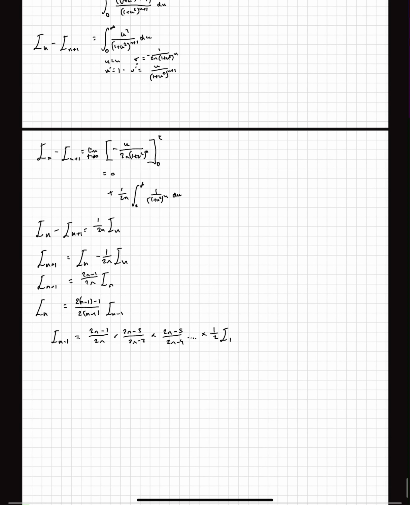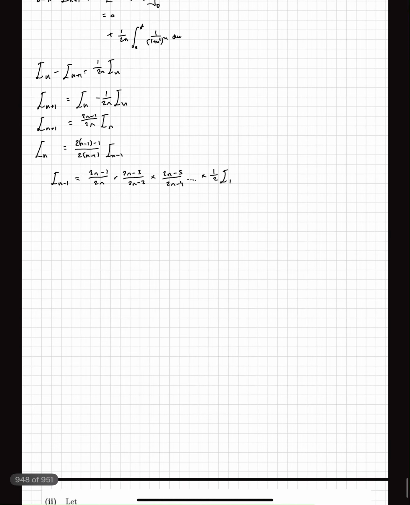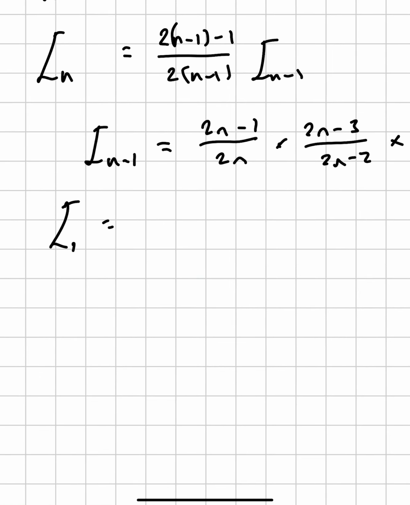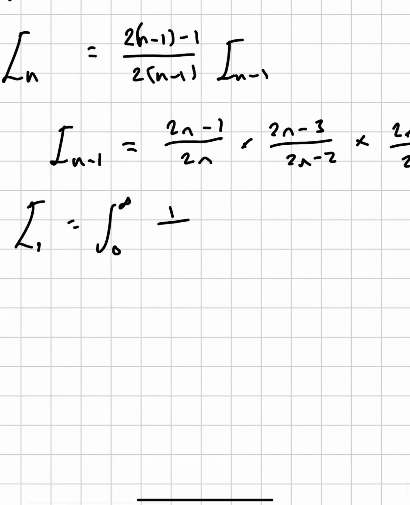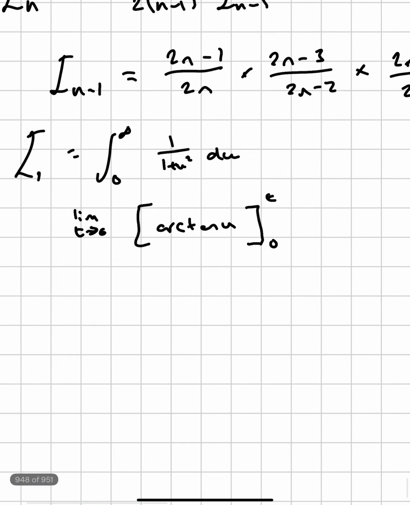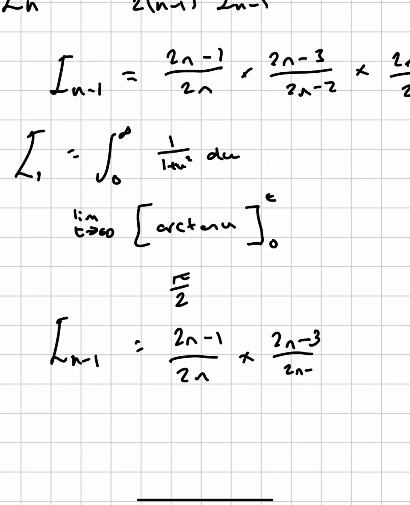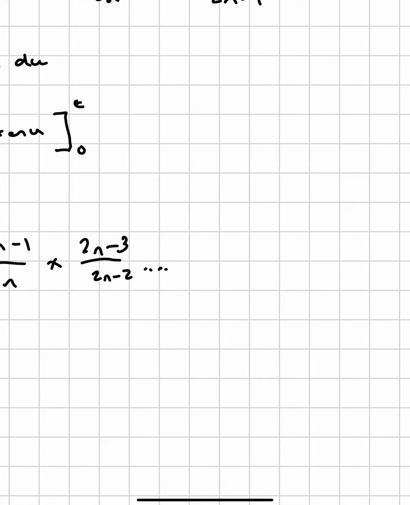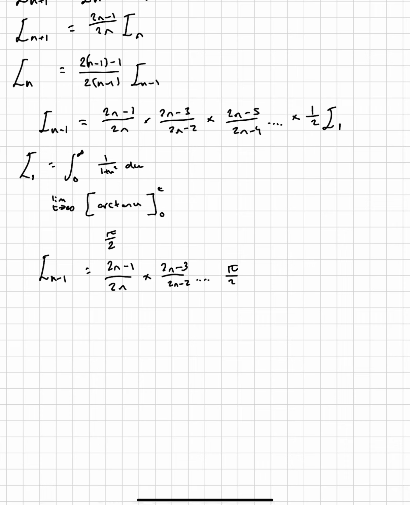Okay, so I think first it could be pretty easy to just solve I of 1, which is the integral between 0 and infinity of 1 over (1 plus u squared) du, which is the standard result of arctan u, which we will evaluate with the limit as t tends to infinity, between t and 0. This will give us pi over 2. Okay, so I of n minus 1 is (2n minus 1) over 2n times (2n minus 3) over (2n minus 2) times pi over 2. And then that's also times a half.